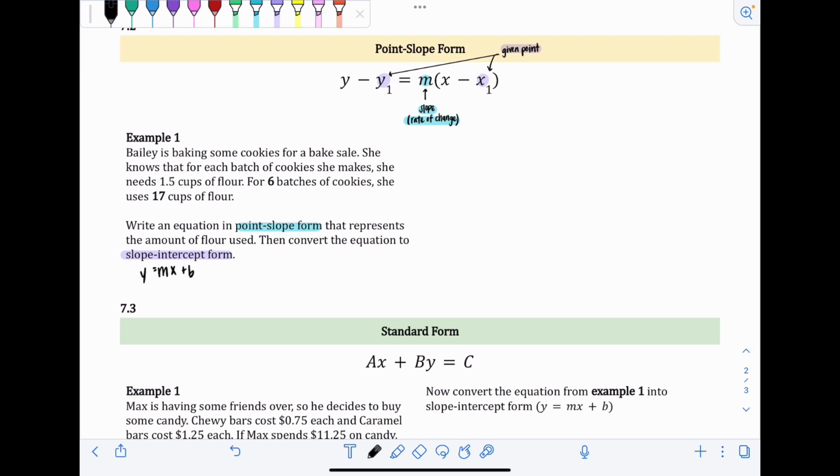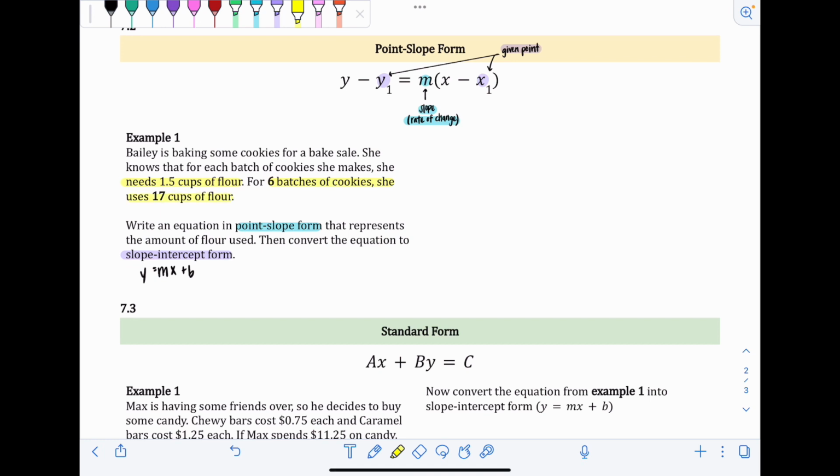Okay, so I'm going to read through the first part of the problem one more time just to underline important information. So Bailey's baking some cookies for a bake sale. She knows that for each batch of cookies she makes, she needs 1.5 cups of flour. And then for 6 batches of cookies, she uses 17 cups of flour.